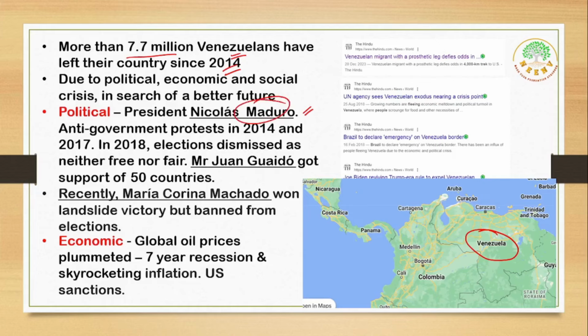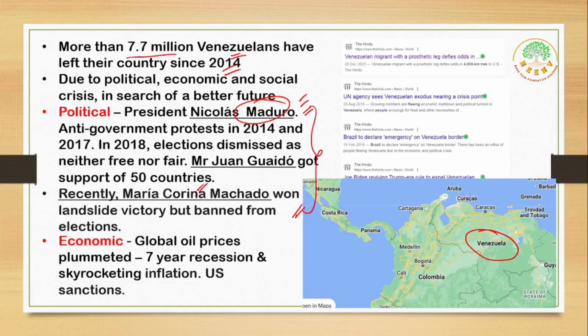Finally, very recently, a lady called Maria Corina won the elections with a landslide victory, but she was banned from the elections by Maduro. And even the Supreme Court supported the ban, saying that her membership from the elections is banned. So this is the political crisis going on in Venezuela.